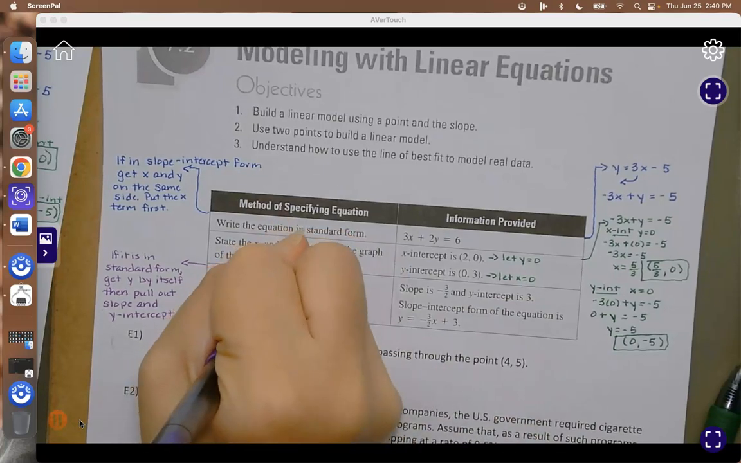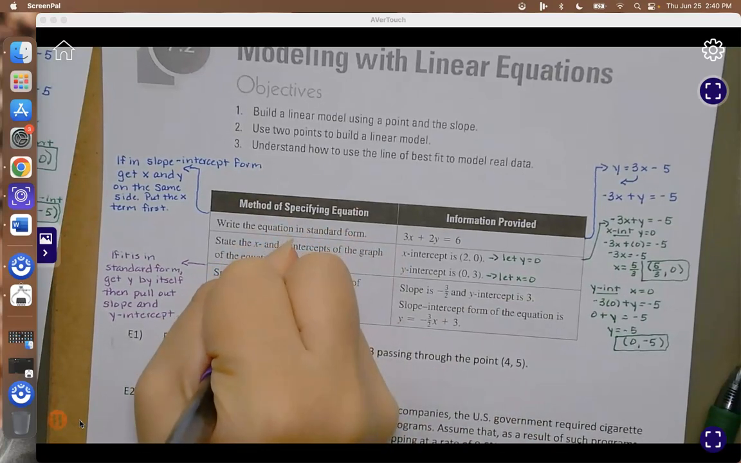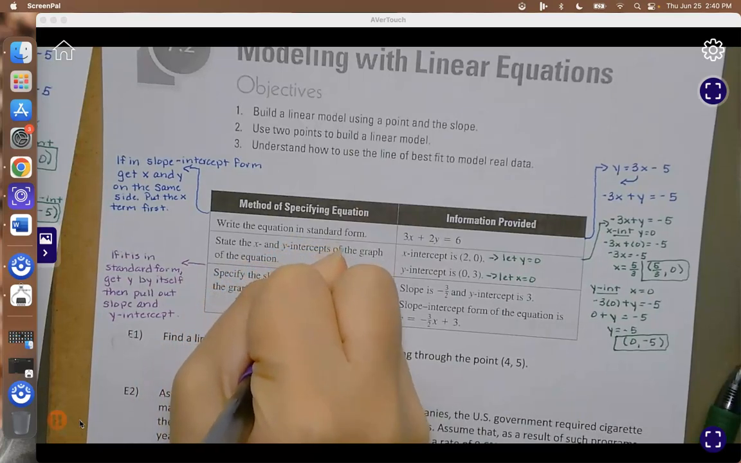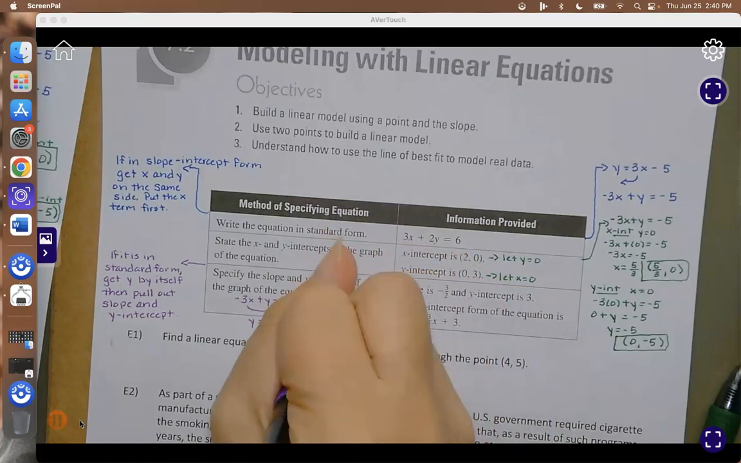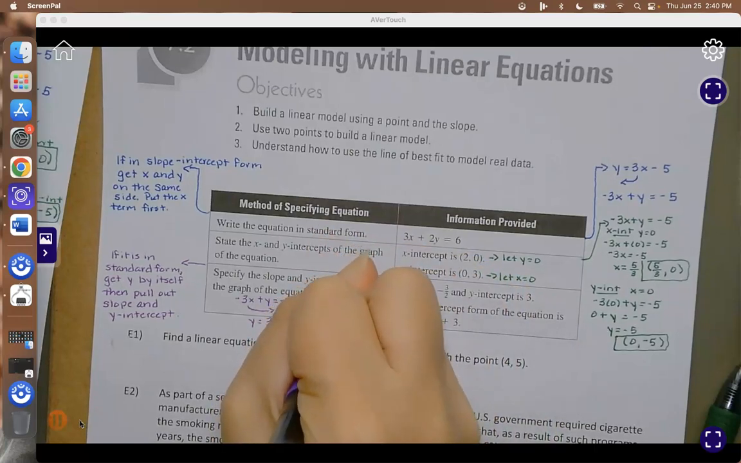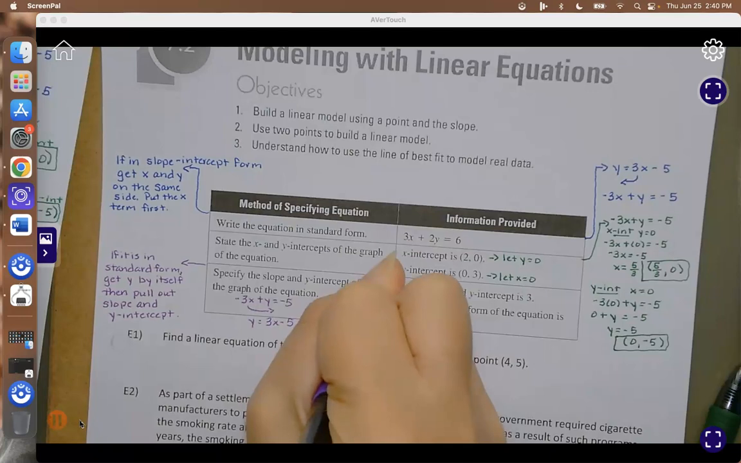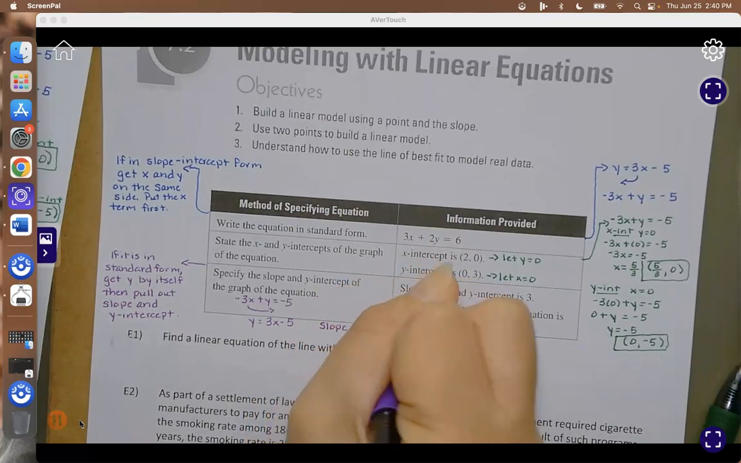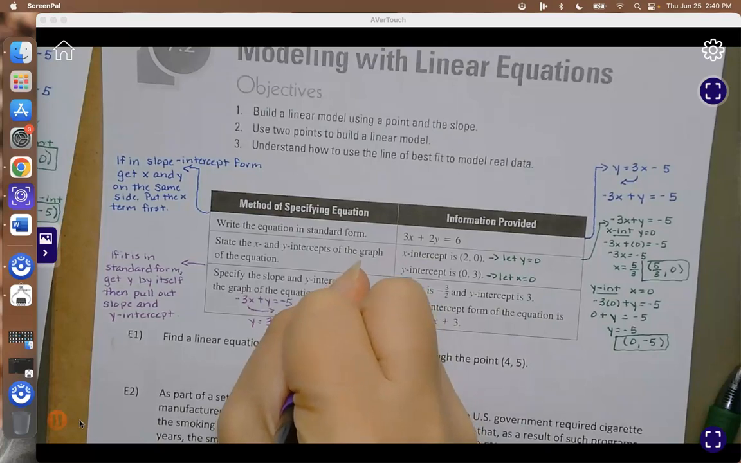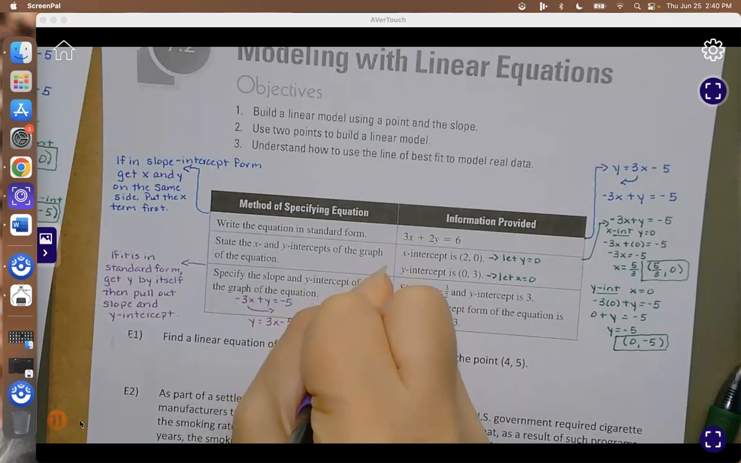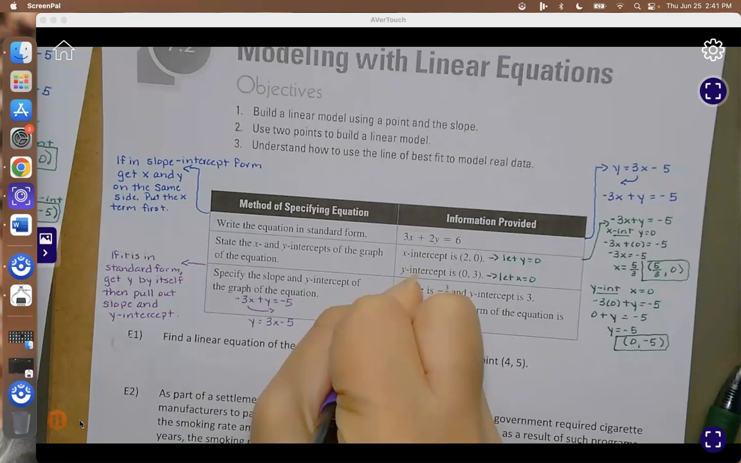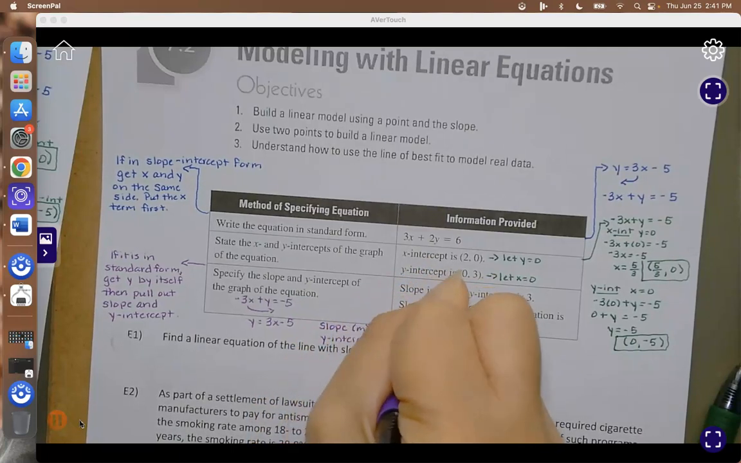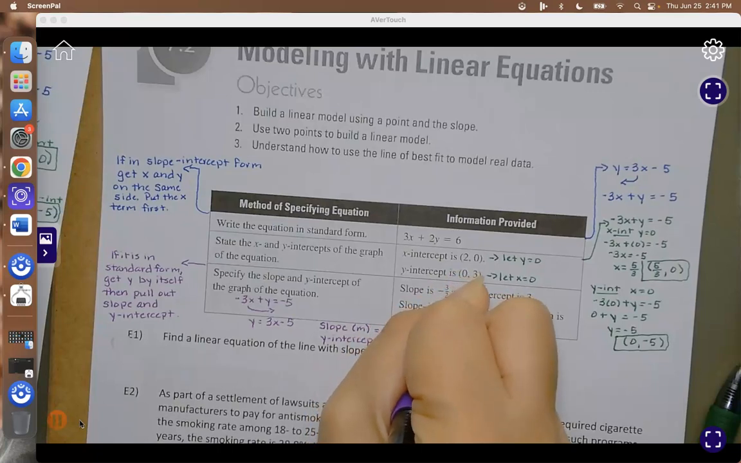So this time we're going to move the 3x over. So we have y equals positive 3x minus 5. Okay, so your slope, which remember is your m, is 3, and your y-intercept, which is your b, is your negative 5.